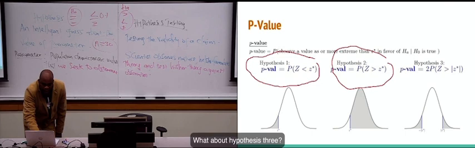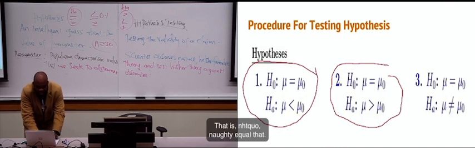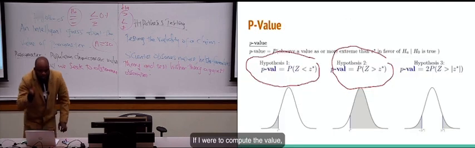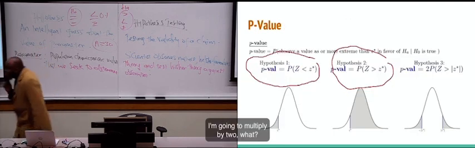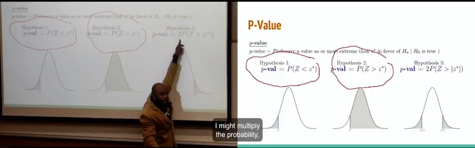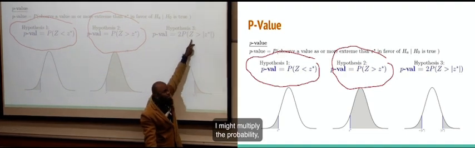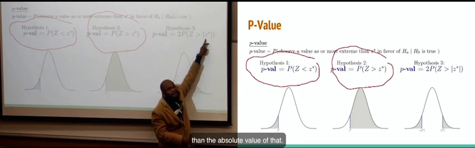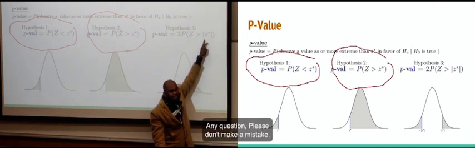What about hypothesis 3, that is not equal to? If I were to compute the p-value, I'm going to multiply by 2. What am I multiplying? The probability of z greater than the absolute value of that. Any question?